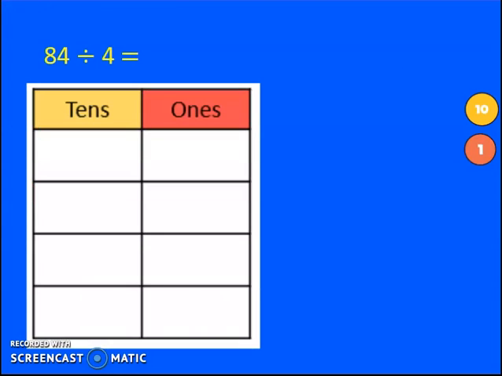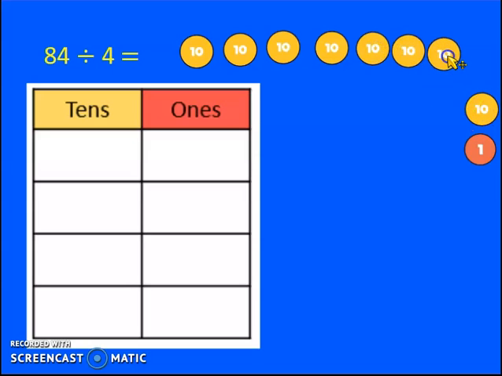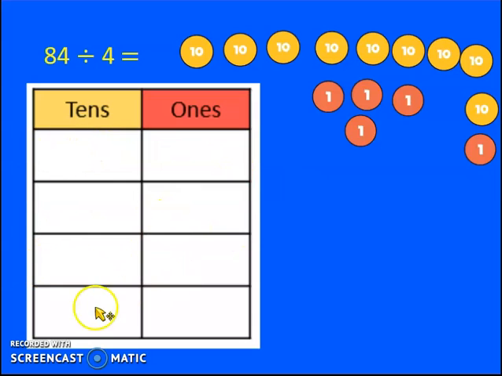So let's have a go here. I want to work out what 84 divided by 4 is. So first we can make 84 here. How many 10s do we need? 8 10s. So 1, 2, 3, 4, 5, 6, 7, 8. And then 4 ones. And we are dividing this into 4 groups because we have 4 columns there. So let's work it out. Let's put our 10s in.